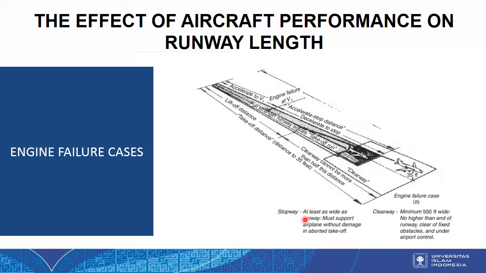And the stopway must be at least as wide as the runway, and must support the airplane without damage in an aborted takeoff. And the clearway is a minimum of 500 feet wide. This is the clearway, no higher than the end of the runway, clear of fixed obstacles. So it should be free from any obstacles and under the airport's control.